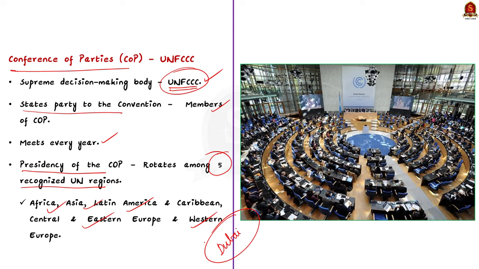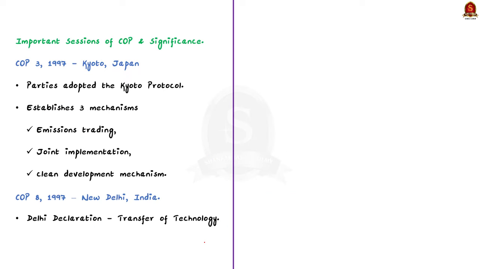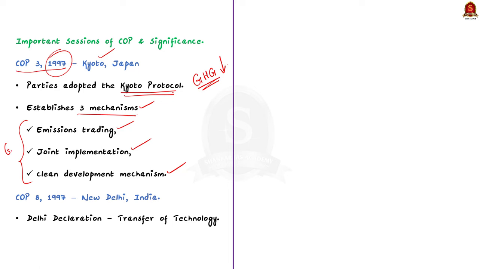Now let us see some important COP meetings from the exam perspective. Firstly, Conference of Parties 3, which happened in Kyoto in Japan, 1997. In this conference, the Kyoto Protocol was adopted. Know that the Kyoto Protocol is about reducing GHG emissions, that is greenhouse gas emissions. It also establishes three mechanisms: emissions trading, joint implementation between developed countries, and a clean development mechanism in order to reduce GHG emissions.